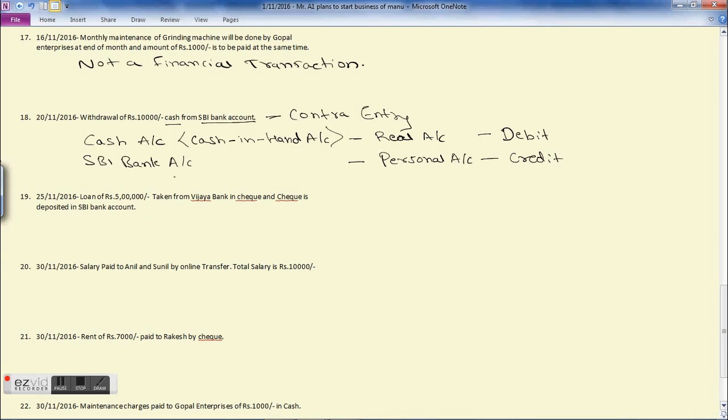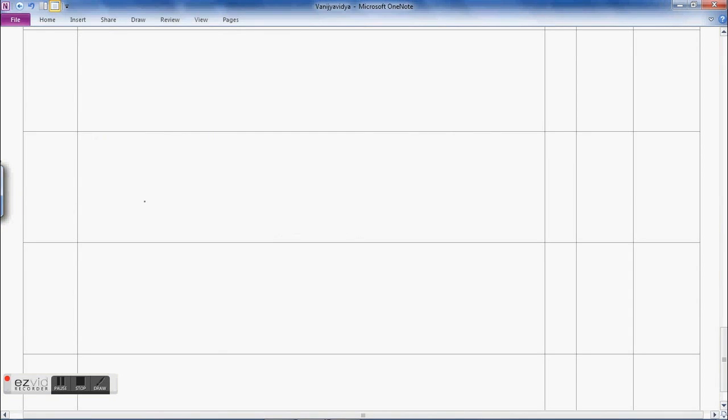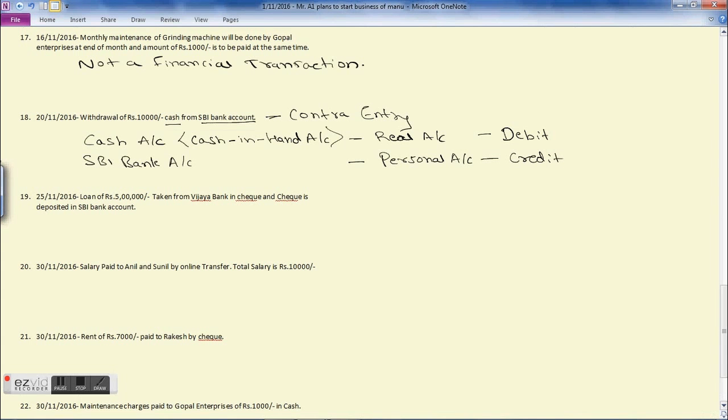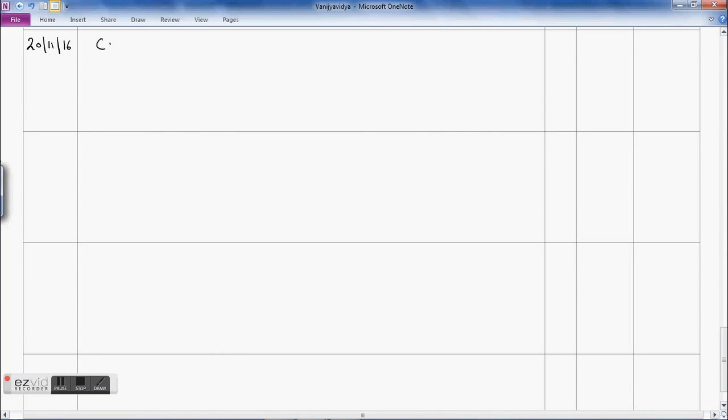Now we'll pass a journal entry. 20th 11. Put a date. We are withdrawing cash, right? So cash account debit to SBI bank account. What is the amount? 10,000.